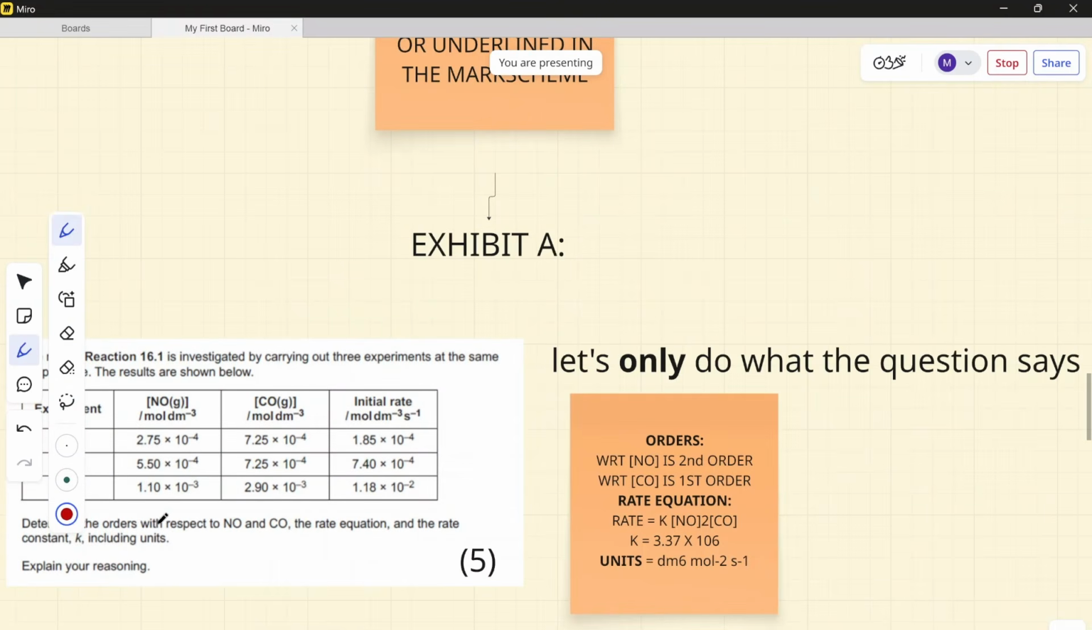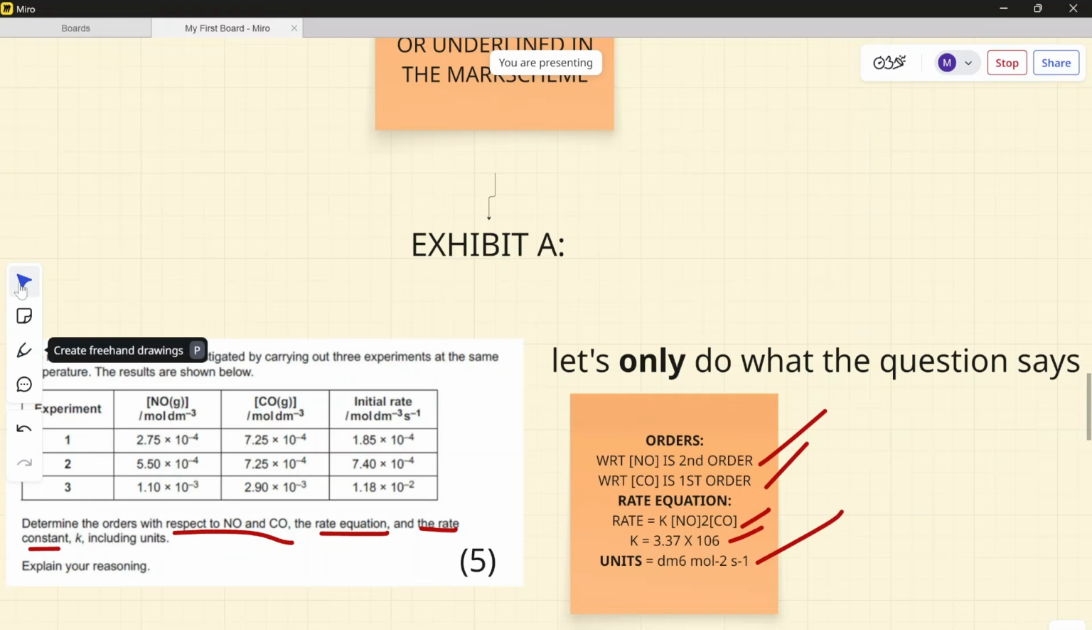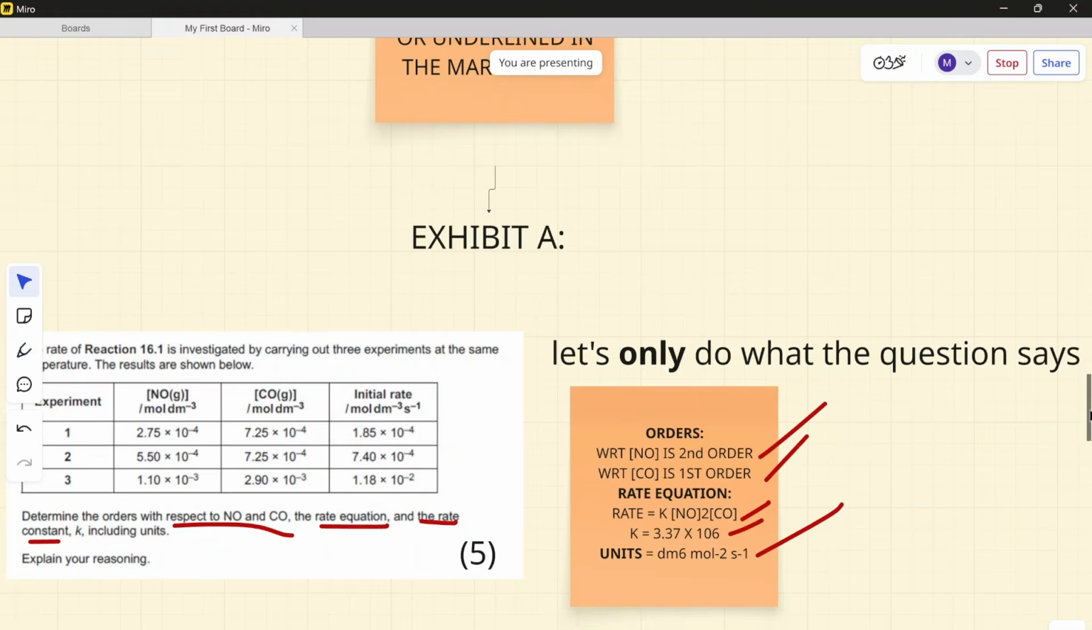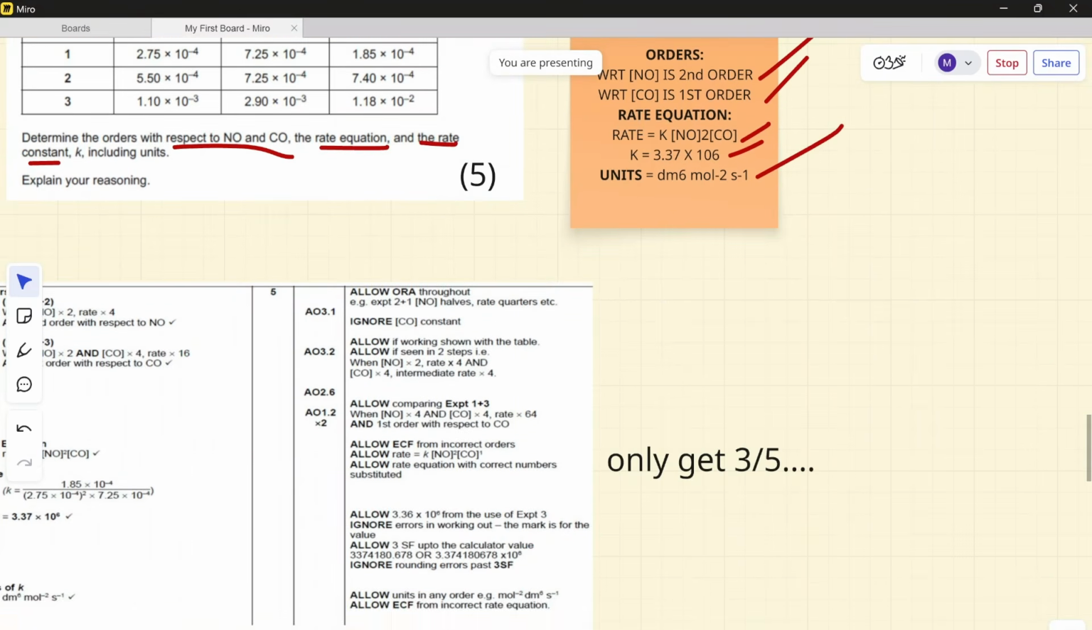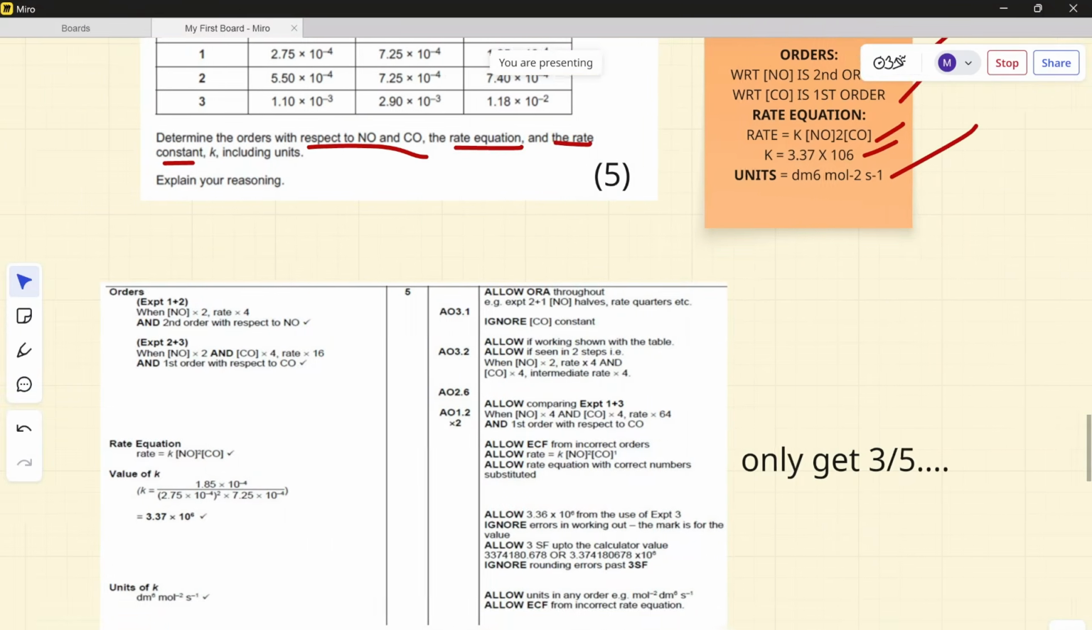It's asking us to determine the orders, rate equation, and rate constant. So let's say we do exactly that, okay? First order, second order, I've given the rate constant, and I've gotten my units. So hypothetically speaking, I should get full marks because I have given everything. Let's just scroll down, okay? But you can see here, I only get 3 out of 5.